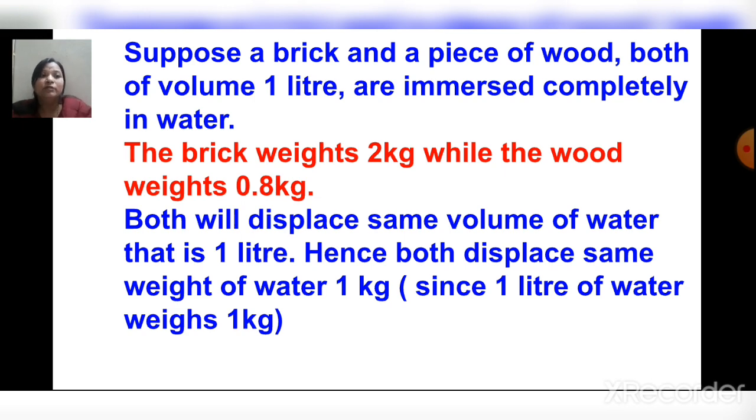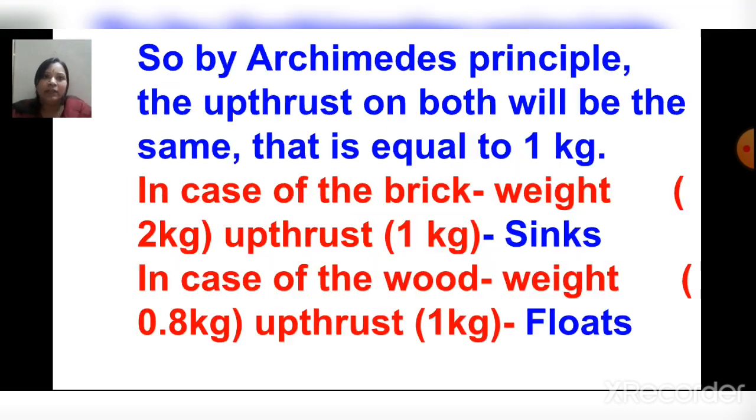That is because 1 liter of water weighs 1 kg. So by Archimedes principle, the upthrust on both will be the same, that is equal to 1 kg. The upthrust of both, because the volume of both the things is 1 liter. The volume of brick is 1 liter. The volume of wood is 1 liter. That's why the upthrust on both the things will be 1 kg.